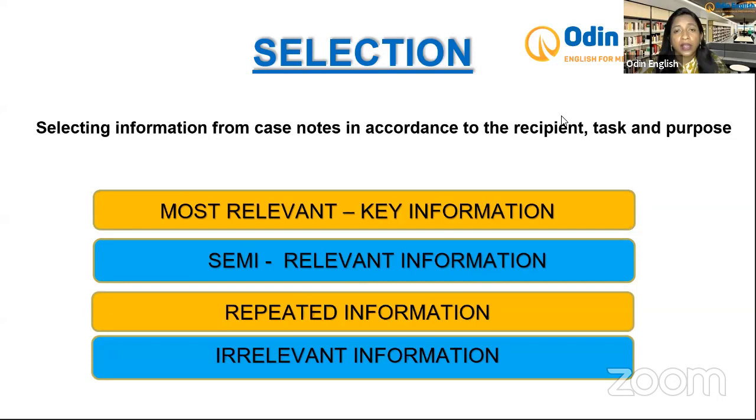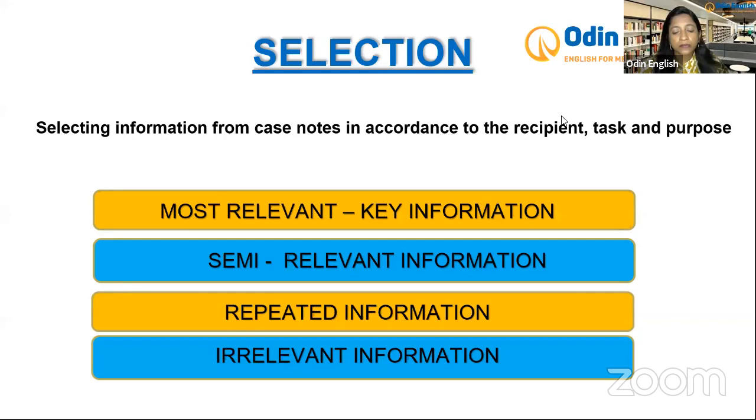So the thing that we have to do is to be able to identify what are the most relevant information, and that will solely depend upon what? The purpose. Understand the purpose and accordingly select the most relevant information. And it is very, very important to include all the most relevant information or all the key information and to include it accurately, because that would affect the criterion content.